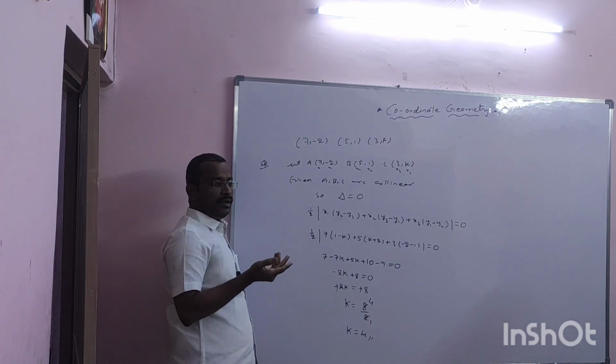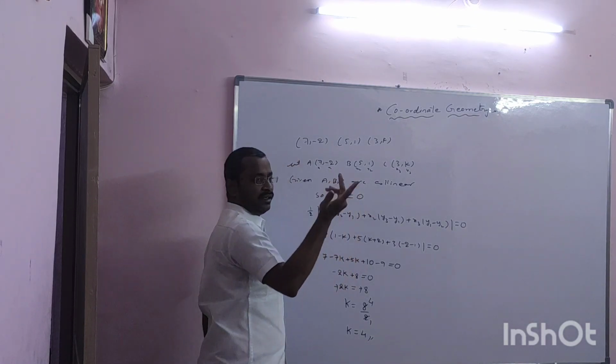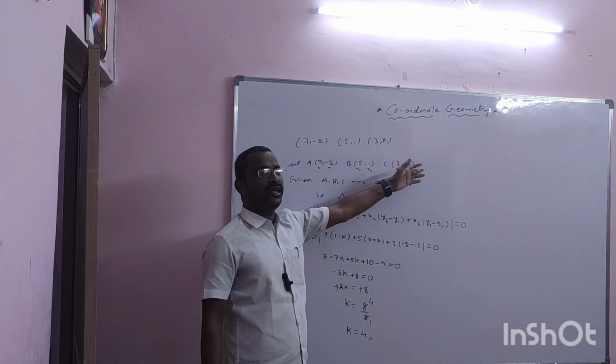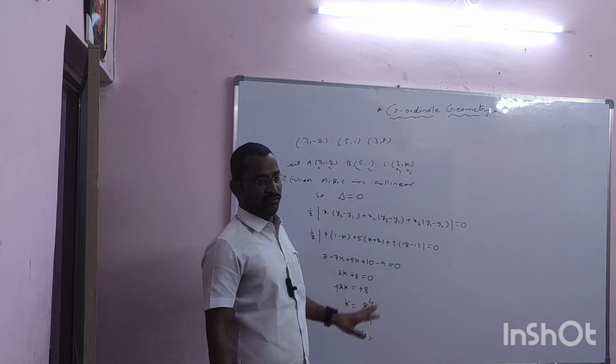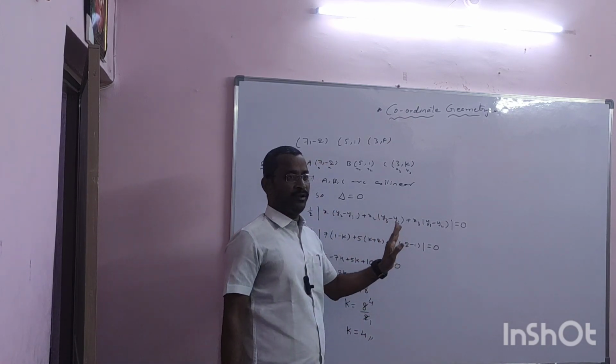It may be 10, it may be 20. Is it clear? So in place of 0, you will get the same value. For example, these are the vertices of a triangle whose area is equal to 10 square units. Find the missing value. So in place of 0, you will be taking 10. The proceedings are going to be the same.